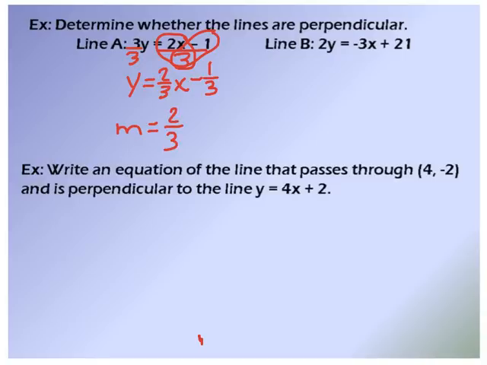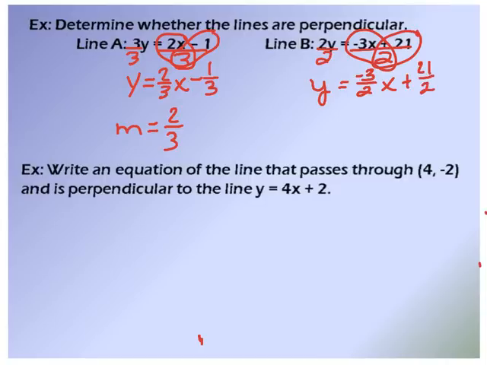In line B, again, I need to simplify, so I need to get that y by itself. I'm going to divide both sides by 2, leaving y equals, the first division is negative 3/2 x, the second division is a positive 21/2. So now that I'm in slope-intercept form, I can show that my slope is a negative 3/2.